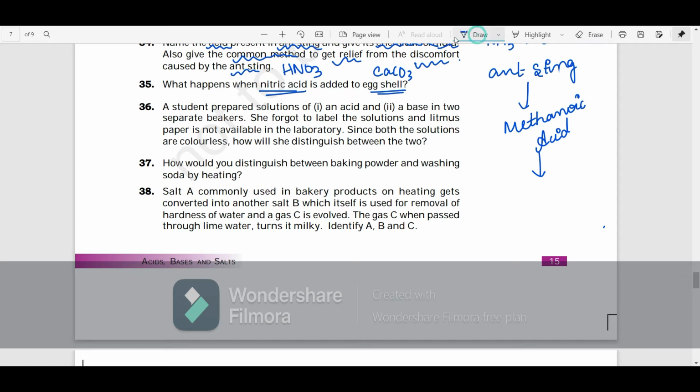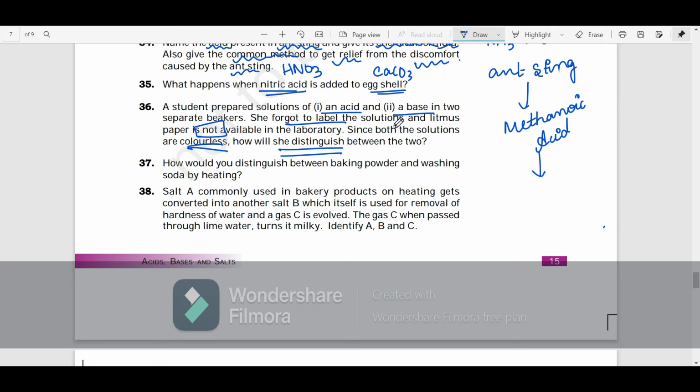A student prepared solutions of an acid and a base in 2 separate beakers. She forgot to label the solutions and the litmus paper is not available. Since both the solutions are colorless, how will she distinguish between them? How do you distinguish an acid and a base when you don't have a litmus paper?